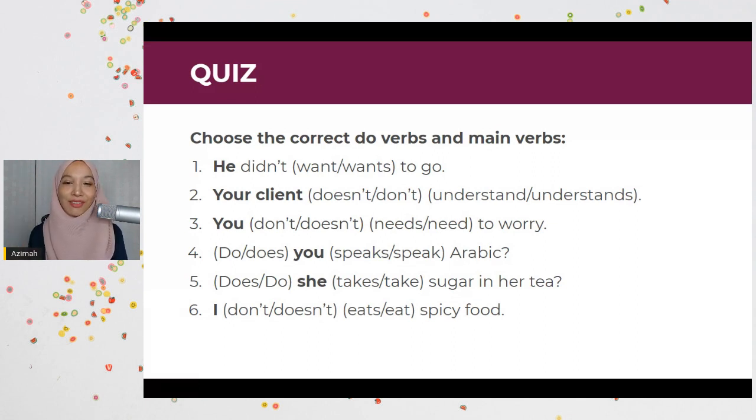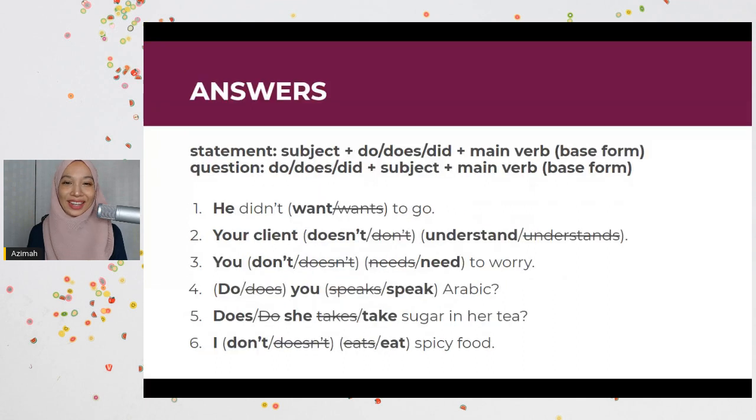That means I can reveal the answers. All right. Okay, so I have a formula here. If it's a statement, it's subject, do, does, or did, plus main verb in the base form. If it's a question, it's do, does, or did, plus subject, plus main verb in the base form. Let's see if you got 6 out of 6.